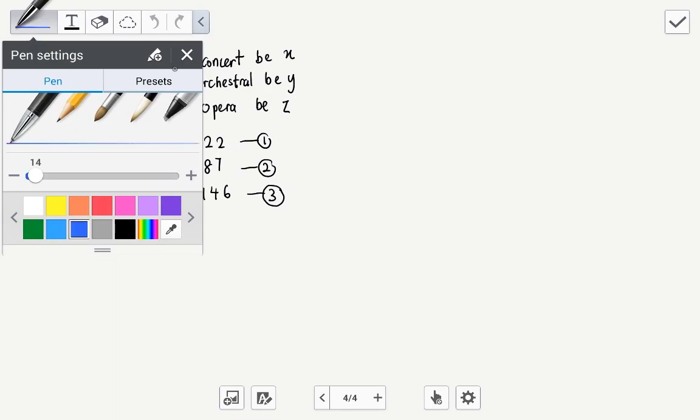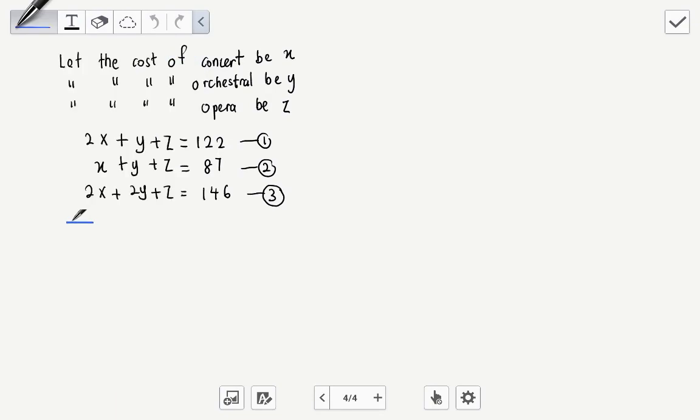Students, when we want to use the Gauss Jordan elimination method, first we have to write this as an augmented matrix: 2 1 1, 1 1 1, 2 2 1, and on the right hand side would be 122, 87 and 146. So this would be your first step. The second step would be the EROs, which I've done in my previous video.